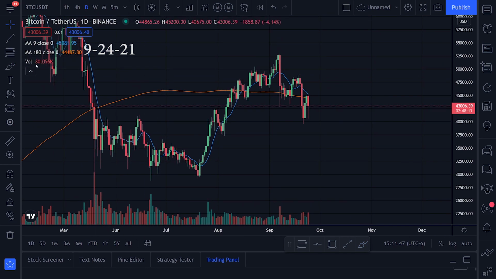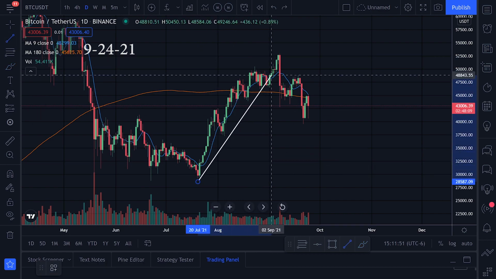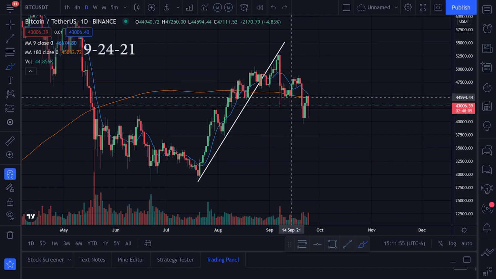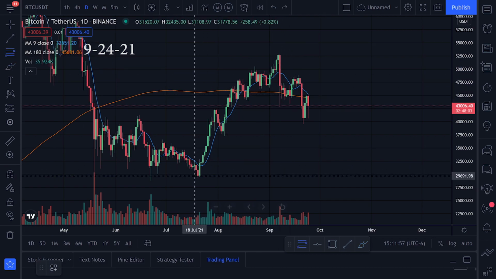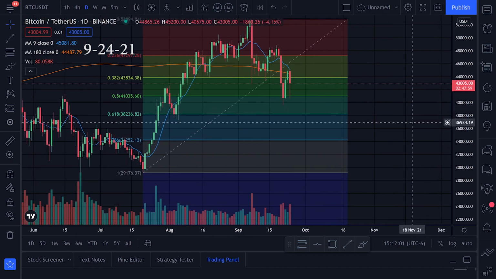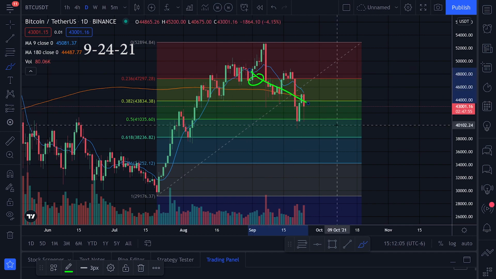Basically, we had our big uptrend like this. We had an uptrend something like this. We broke that right here. Ever since then, I set up Fibonacci retracement levels from the bottom to the top, something like that. Then that gives us some limit orders to watch once we break our trend line going to the downside.